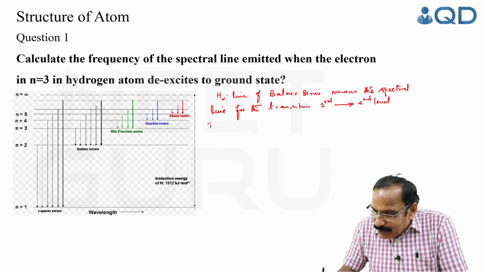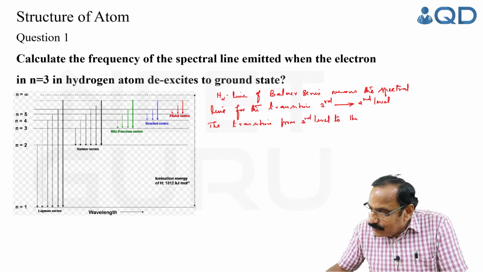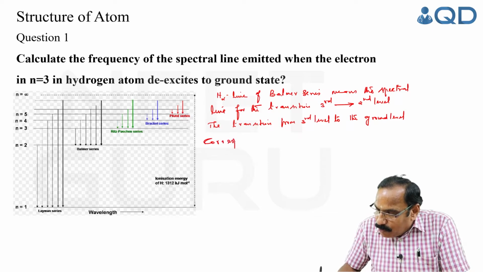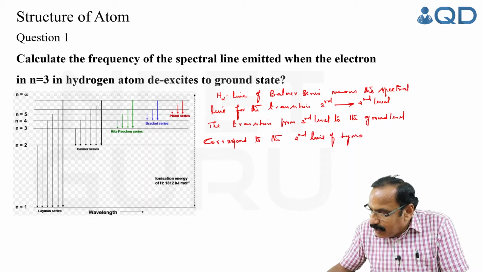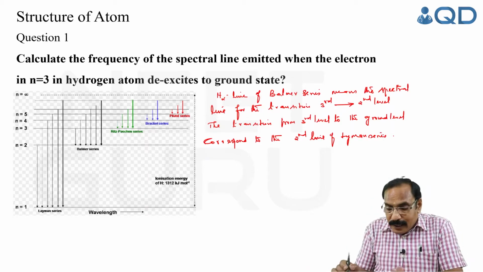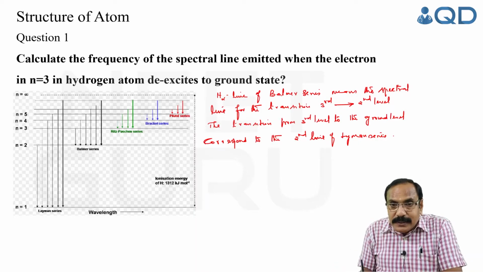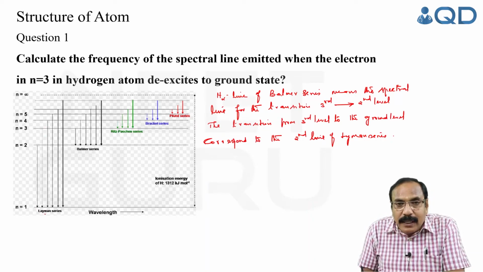Okay. The transition from the third level to the ground level corresponds to the second line of the Lyman series. Hope it is clear. That's why I have taken the spectrum as such. So you can easily see, 2 to 1, the first line of the Lyman series. 3 to 1, the second line of the Lyman series.